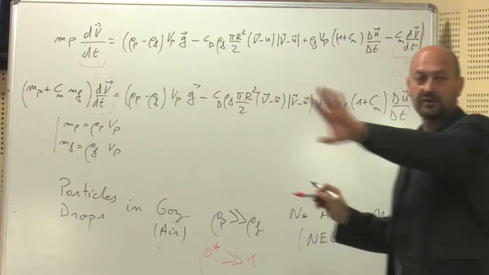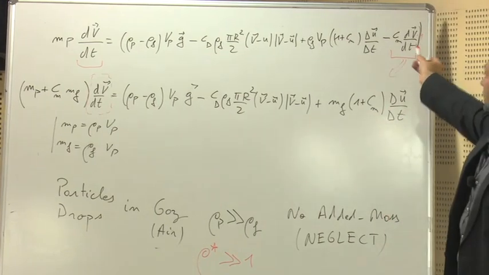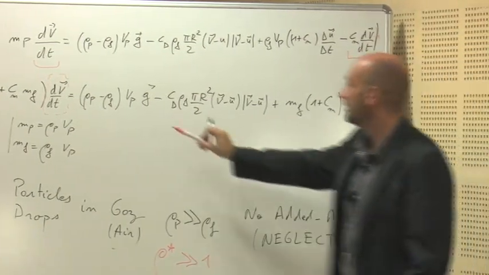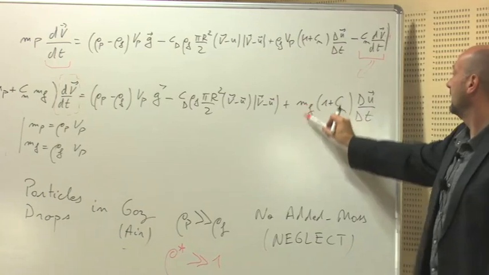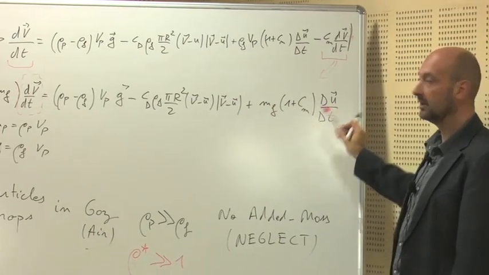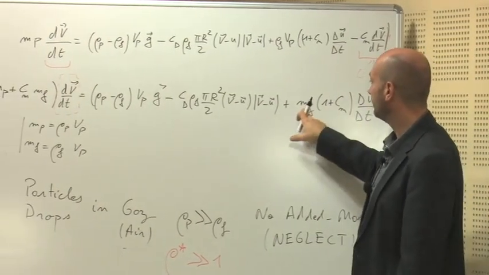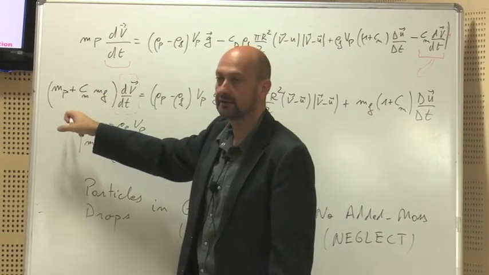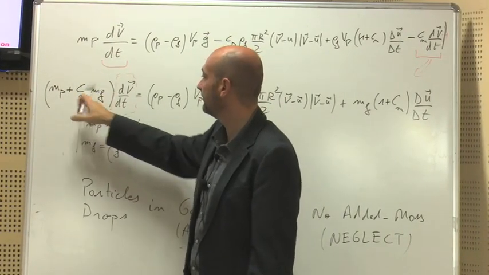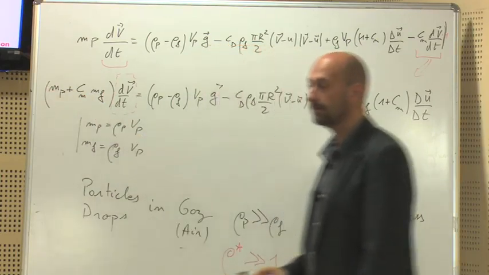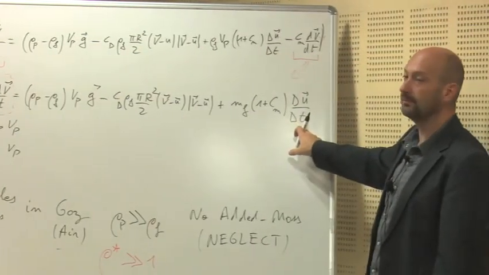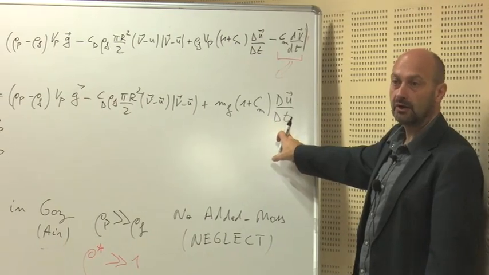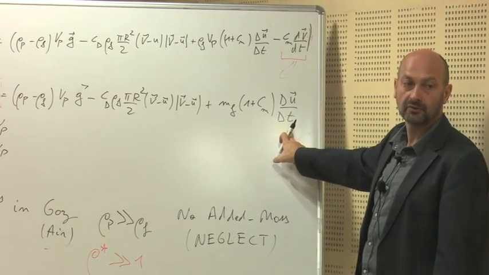Okay, so I take everything on the left side related to dv by dt and have buoyancy, drag, and the added mass effect. Okay, and you see that if mf is much lower than mp, then you will cancel that. If mp is much lower than mf, then you will cancel that. Okay? And that will account for now unsteady evolution of the flow.